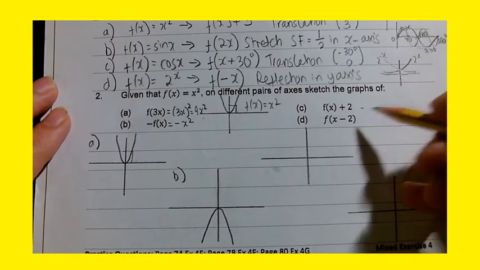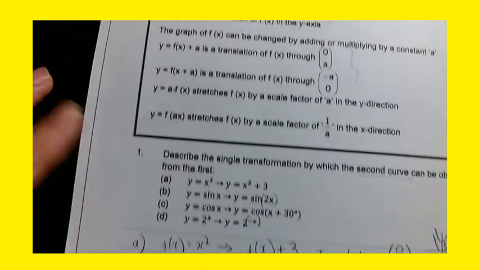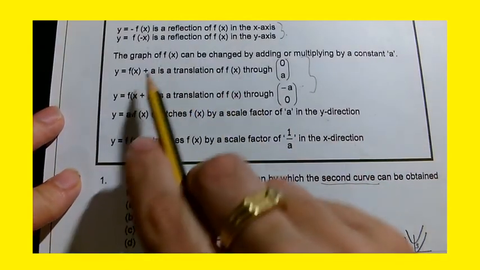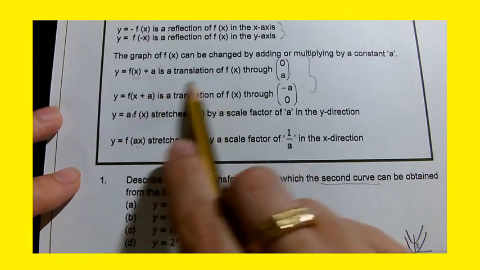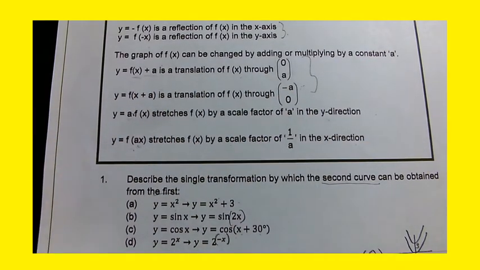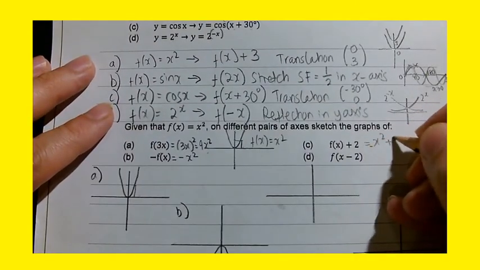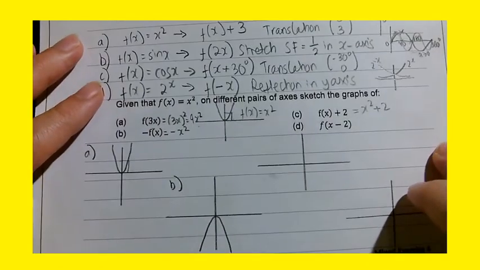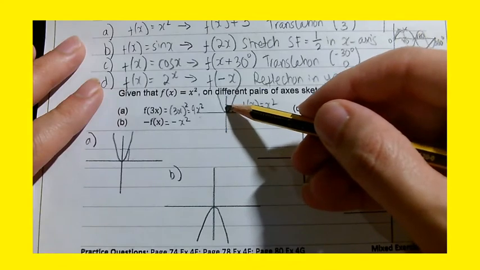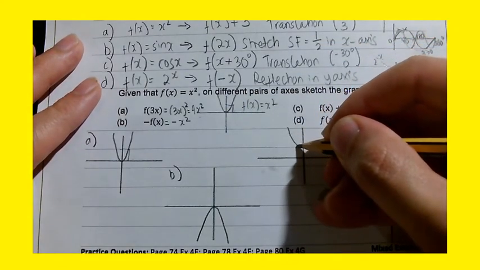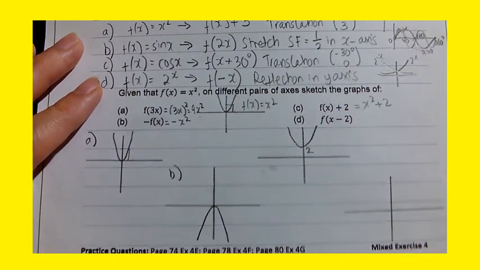What about this one here, f of x plus 2? Well, I've got a number being added outside the function. So I'll go back to my functions here, think, okay, where is it? Okay, I've got a number being added outside the function. Well, that's a translation in the y-axis. So it's x squared plus 2. Okay, and when you do that, this is x squared, and if you push it up by 2, it's going to look like this. Right, f of x plus 2.